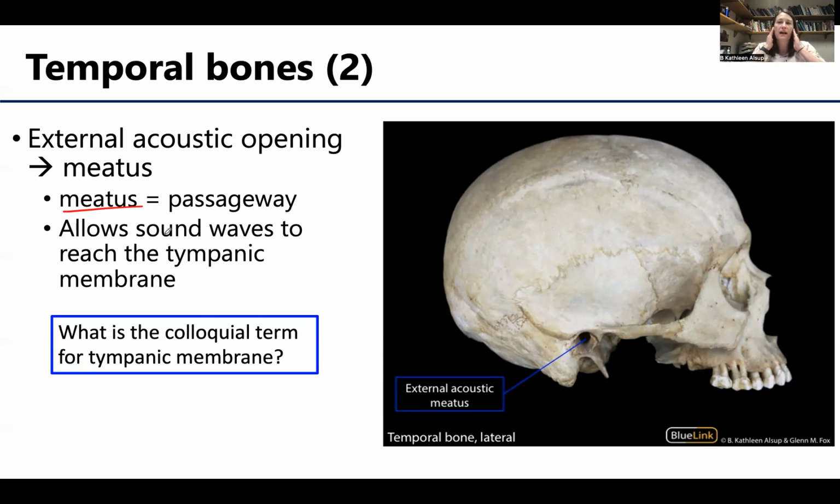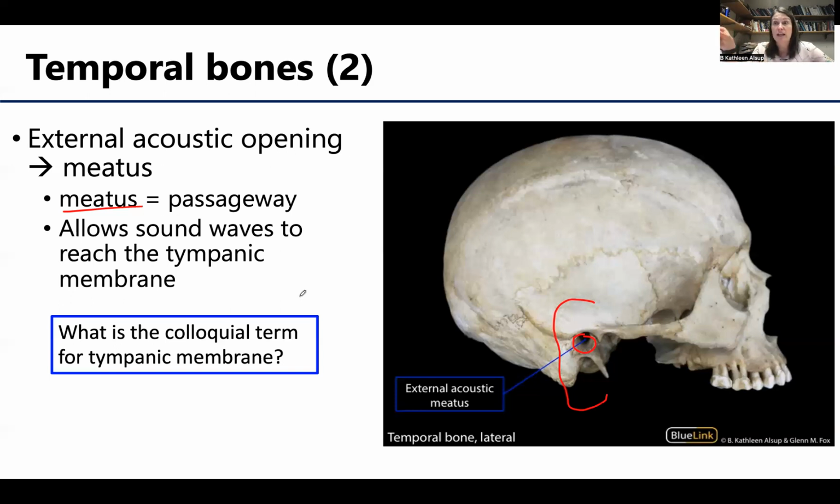And if you think about it on myself, obviously I have the ear here. The ear is going to keep leading into this region, and it's going to lead into the external acoustic meatus region. So the ear would sit like right in this region here. And what this does is it allows sound waves, or the vibrations that enter into the ear, to travel through the external ear to reach the tympanic membrane.